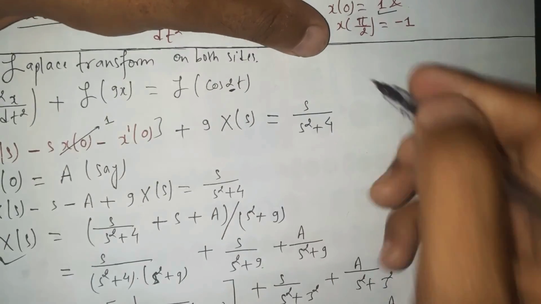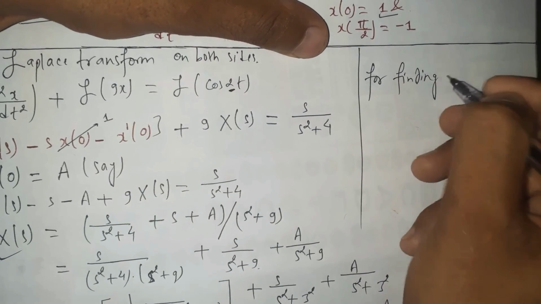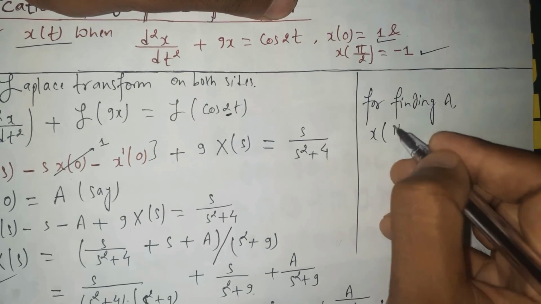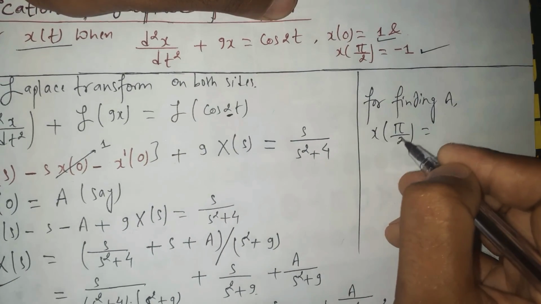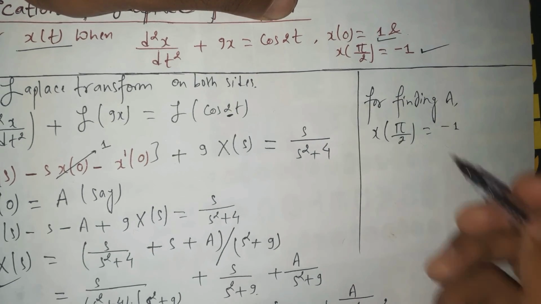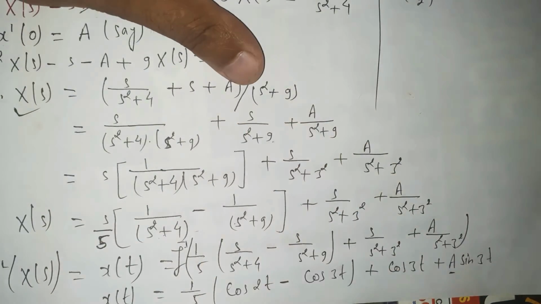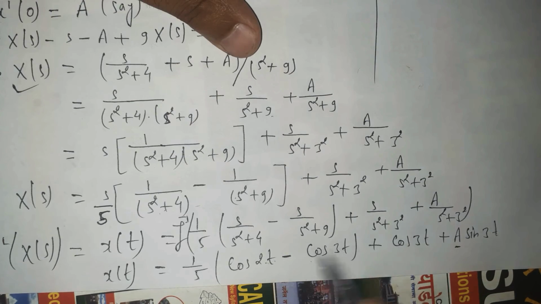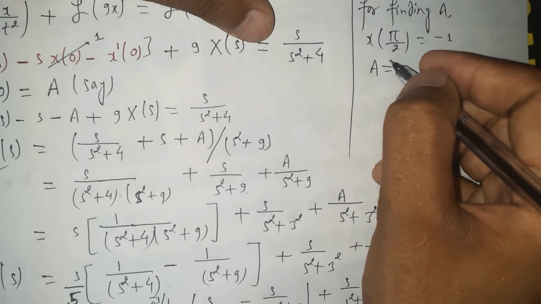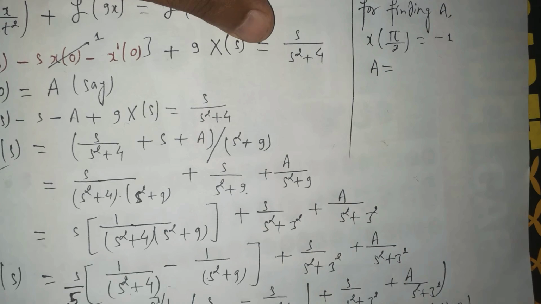For finding a, we have to use the conditions. The value of x of pi over 2 is given here as negative 1. If we plug in t equals pi over 2 in this equation, then we will get the value of a.